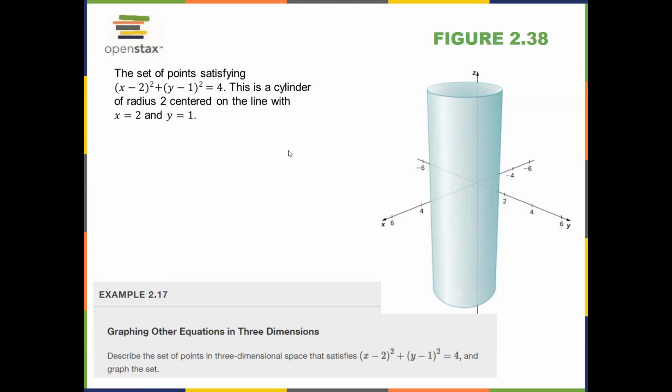Right? The set of points satisfying (x − 2)² + (y − 1)² = 4. This is a cylinder with a radius of 2 centered on the line with x equal to 2 and y equal to 1. All right. Describe the set.